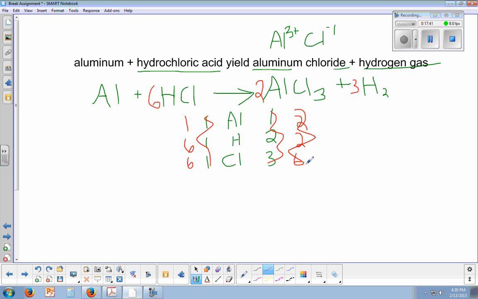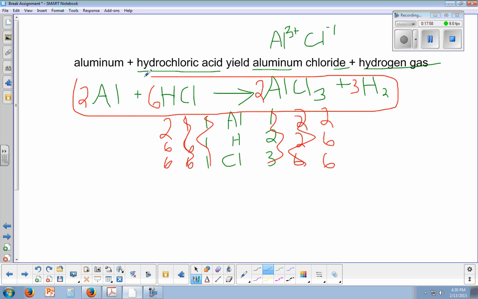So this is going to change. This is 2. My hydrogens become 6 and my chlorine becomes 6. So the only thing I have to do is make sure my aluminums are the same as this side, so I would put a 2 in front. So it becomes 2, 6, and 6. So this is balanced. So this would be my answer. And again, this is simplified. 2, 6, 2, 3. Can't be any simpler.